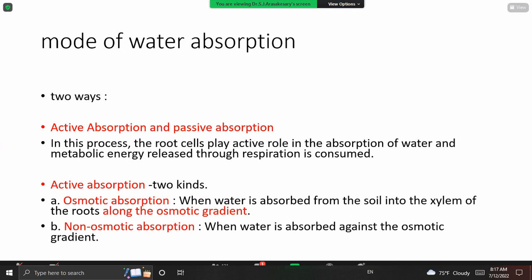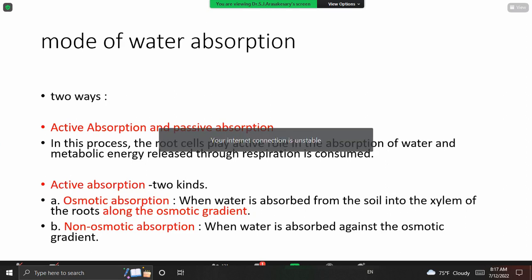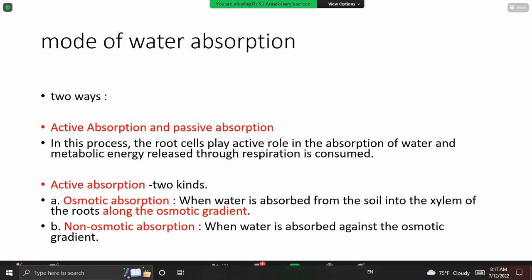So this absorption needs energy. This energy is from respiration. Okay, what is the organelle which is responsible for respiration in the cell? Can anyone say? Mitochondria. Mitochondria, very good. Mitochondria produce energy and then this energy will be used for the absorption of water. In active absorption, there are two kinds. Generally active absorption and passive absorption. Now we are going to have active absorption. There are two kinds.